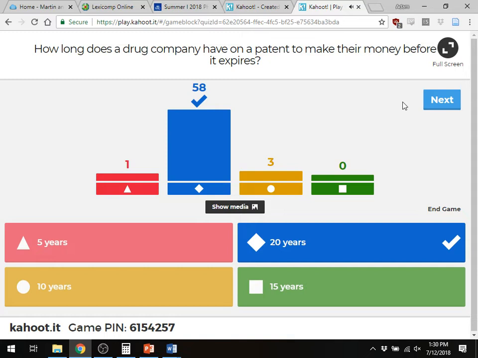How did some of you get it wrong? 20 years. They had 20 years to make their money back. They have to do all the trials within that 20 years. Four of you, come meet me after. I'm just kidding. 20 years.